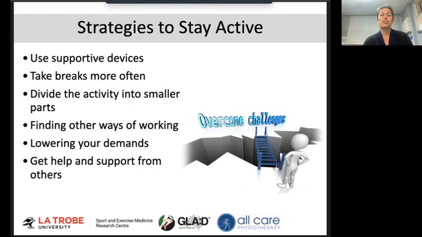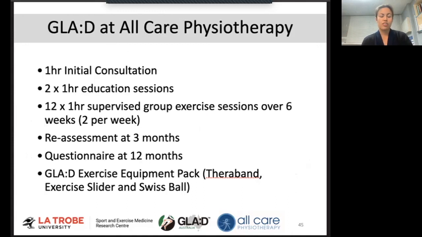So there are many strategies that you can use to stay active, and you can talk to your physio about this as well as how to manage and help moderate your load. So this includes using supportive devices, taking breaks more often, dividing the activity into smaller parts. So instead of walking 3 kilometers in one go, you walk in 1 kilometer chunks with rests. You can find other ways of doing a similar exercise, lowering demands, and getting help and support from others. As I said too, your physiotherapist can help you work out what's best for you to ensure that you stay active. So now we're going to talk about GLAD at All Care Physiotherapy.